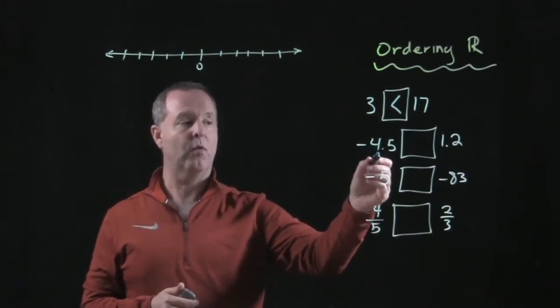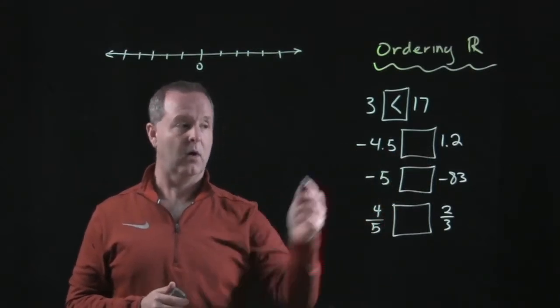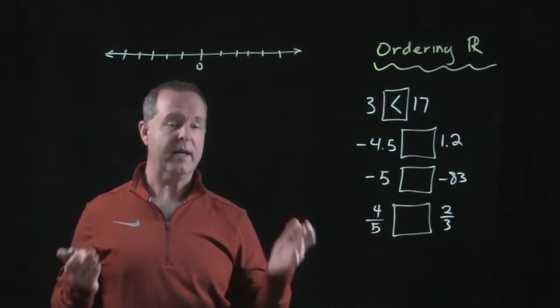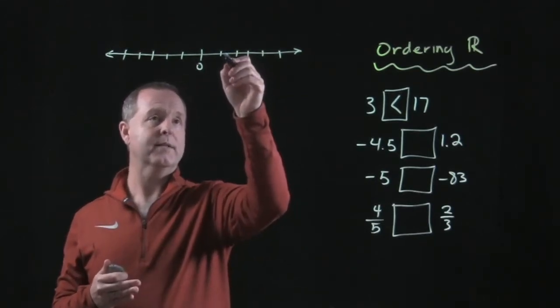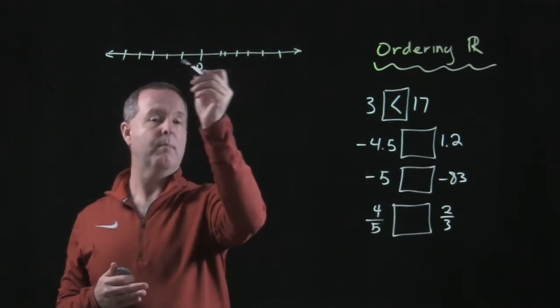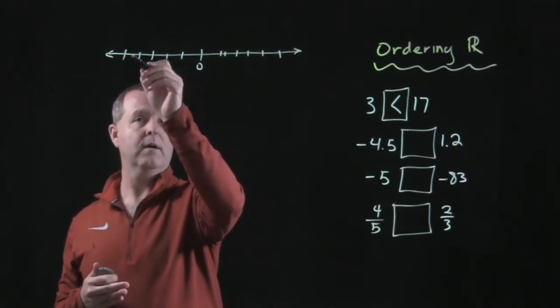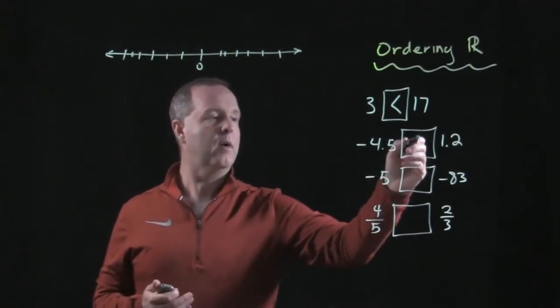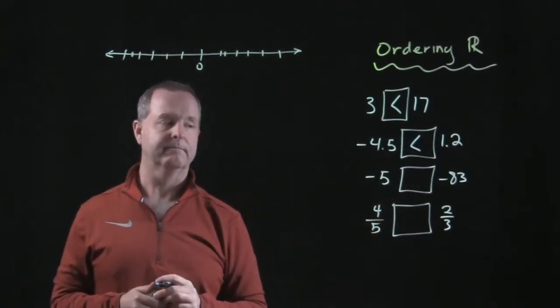Now let's compare two numbers, negative 4.5 and 1.2. They're both decimals. We can both find them on the number line. 1.2 is roughly about there. Negative 4.5, we go backwards. 1, 2, 3, 4, right about there. Which number is greater? 1.2 is greater.